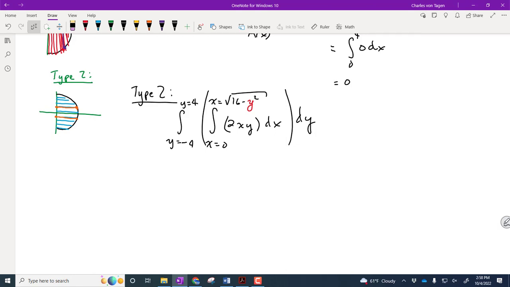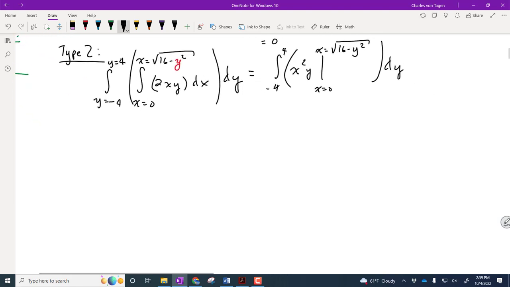My y coordinates were going from minus 4 to 4. Then for any fixed y value, my x coordinates were going between 0 and when we hit the right side of that semicircle. So this would give us the integral from minus 4 to 4 of x squared y, evaluated from x equals 0 to x equals the square root of 16 minus y squared, dy. You know what? We're almost done. Let's just finish it.